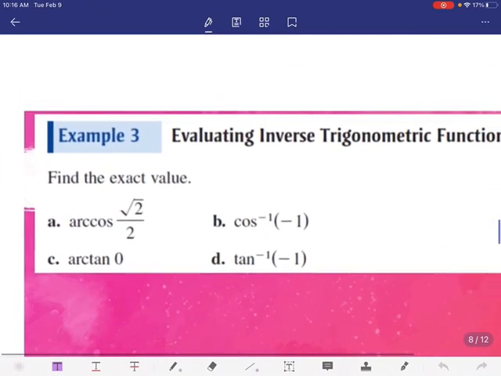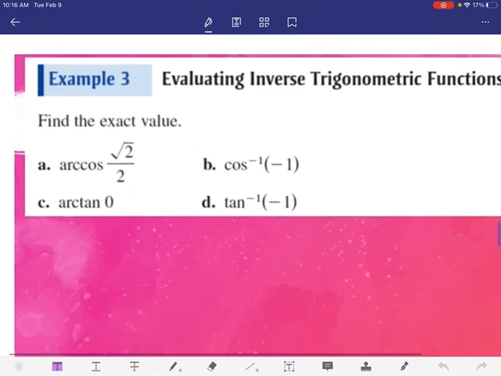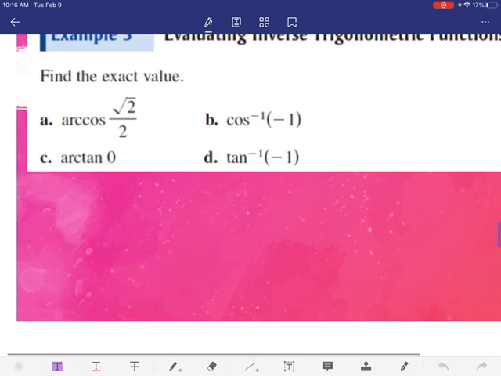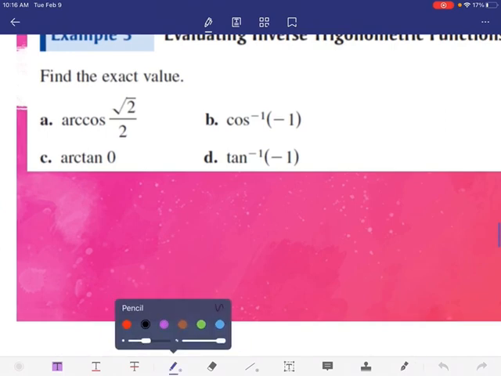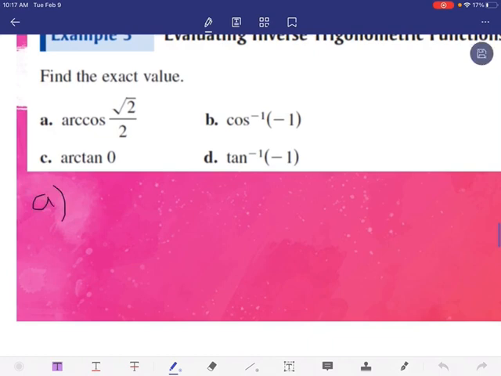So let's look at some examples of evaluating. Our first one is find the arc cosine, or cosine inverse, of square root of 2 over 2. So notice that for arc cosine, again, this time we're plugging in a number and we're going to get out an angle. So we're thinking, what angle gives us cosine of square root of 2 over 2? Well, that's going to be at pi over 4.